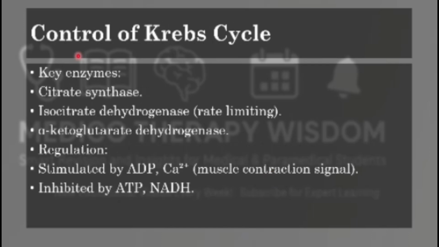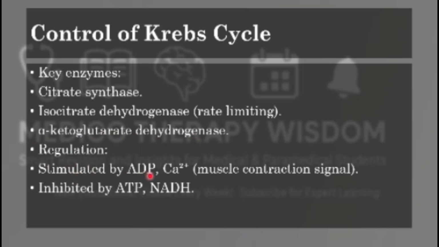Now next we will see the control of the Krebs cycle. In this, the key enzymes are citrate synthase, isocitrate dehydrogenase, and alpha-ketoglutarate dehydrogenase. First is citrate synthase, second is isocitrate dehydrogenase, which is rate-limiting, and then alpha-ketoglutarate dehydrogenase. So these are the three key enzymes.